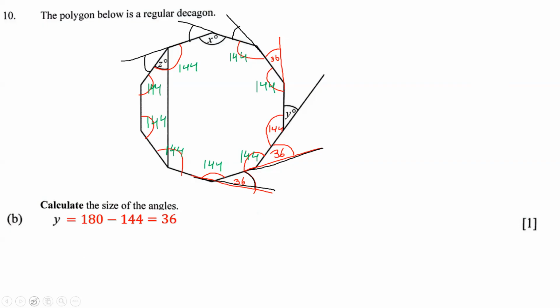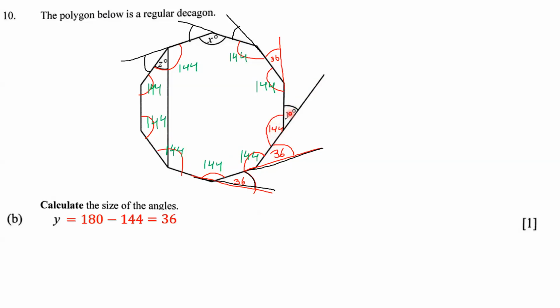So, if we look carefully, they asked us to find out the value of Y. Well, we already know that this one right here is 144, and these angles are on a straight line. So Y and 144 are on a straight line. What do we know about angles on a straight line? Angles on a straight line at a common point add up to 180 degrees.